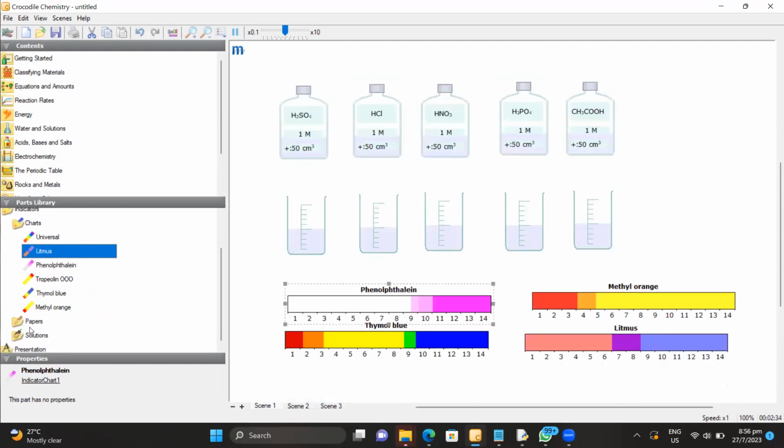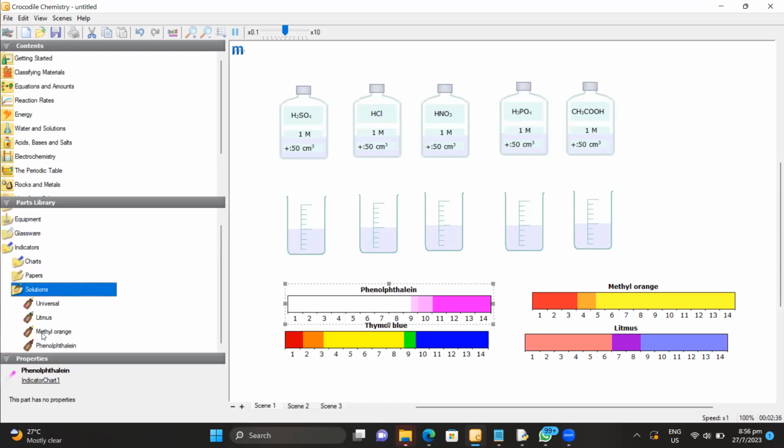So let's go to these, the paper indicators and solution indicators.